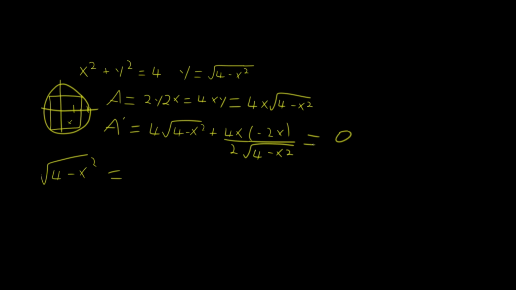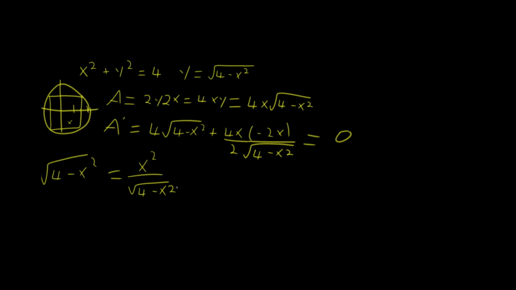So what do I get? I'm going to have x squared. Remember the 4s, I divided by 4 to cancel them, and the 2s cancel each other. So I'm just going to be left with x squared over the square root of 4 minus x squared. So now this is the equation that I need to solve.